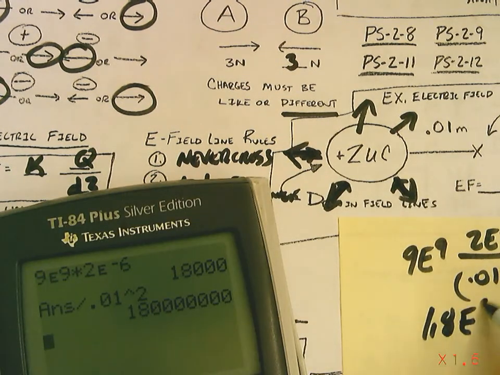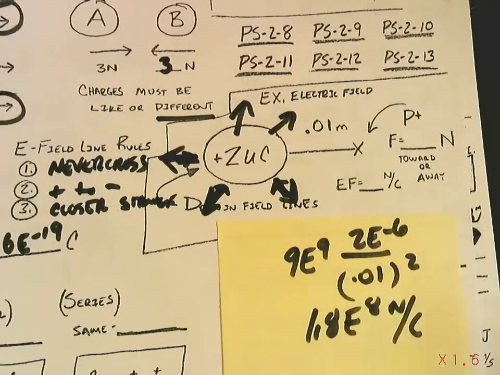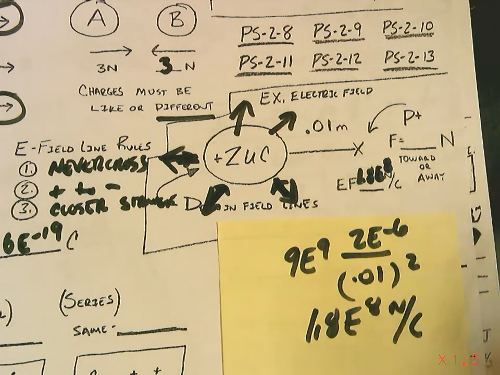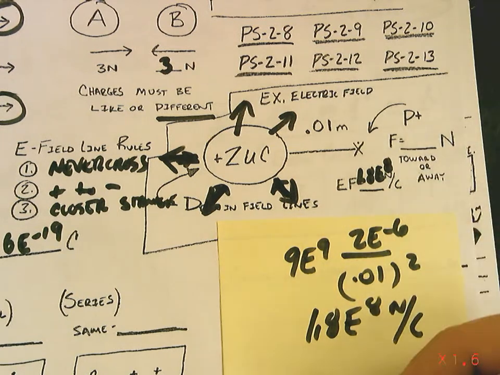newtons per coulomb. This is typical for electric fields. You could expect these to be big numbers. Hardly any room to write this. Then we got to find the force on a proton. So now we're going to slap a proton down at x marks the spot.